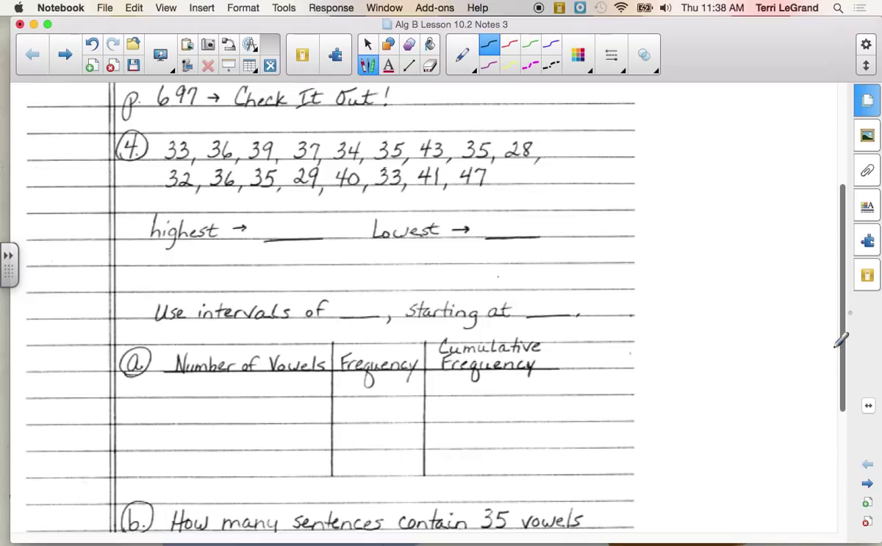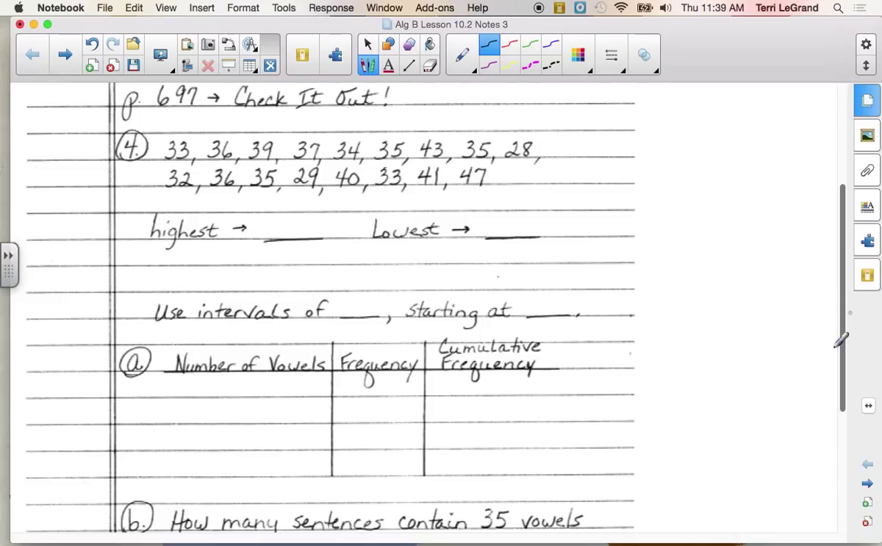So in one sentence, there were 33 vowels. In another sentence, there were 36 vowels. In another one, 39. That seems like a lot in a sentence. But it didn't say the sentences were short, it said the essay was short. So the essay had how many sentences? Did they tell us that? I bet we don't know.